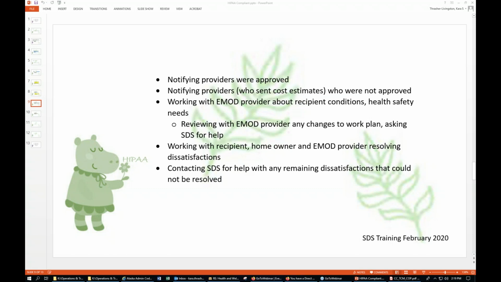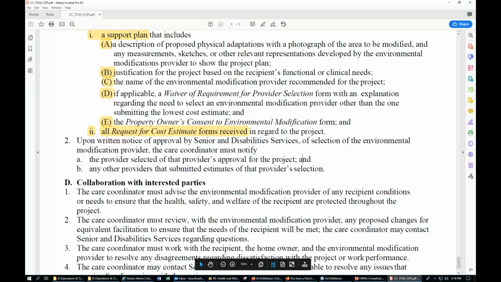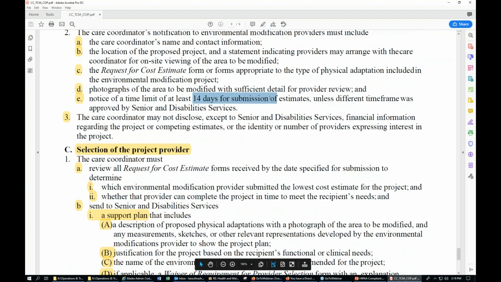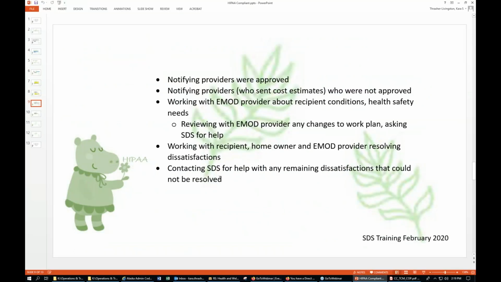Question says, if only one provider submits an estimate, do we need to ask the others to send a decline? No, because your original outreach to them says, if you're interested, send me something back within 14 days. They don't send anything back in 14 days, they're not interested.